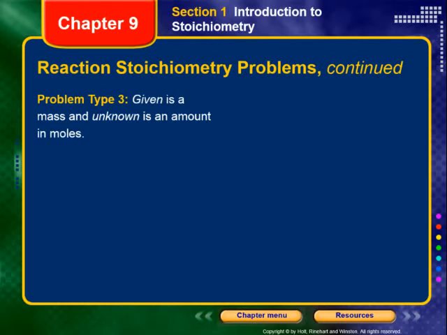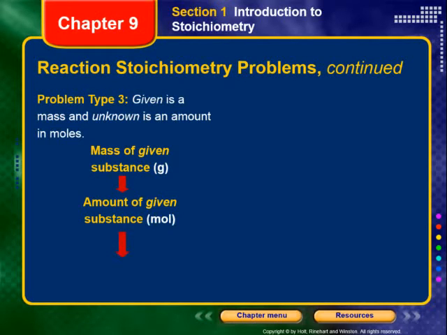Problem type 3, when the given substance is in mass, but the unknown is in moles. All right, we'll do something very similar to what we just saw, but we'll go the other way. We'll start off with the molar mass of the given substance, converting that into an amount of moles, and then we'll use the mole to mole ratio to finally get that unknown substance in moles.